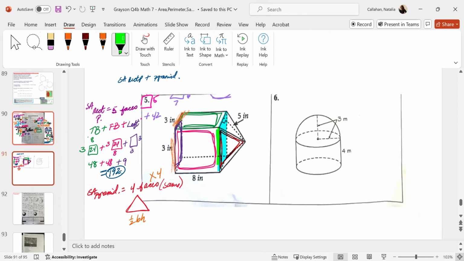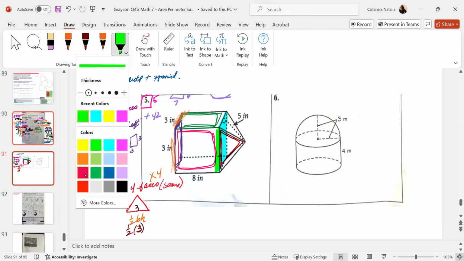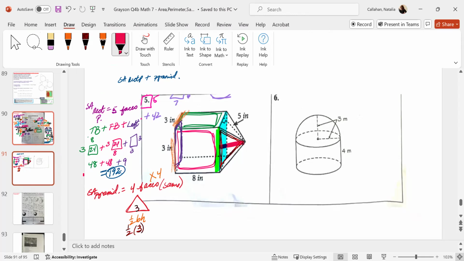What is the measurement of this base that I have right here in green? 3 inches. Now, highlight the height of the same triangle. Mine is right there in the red. What is that height? Good.